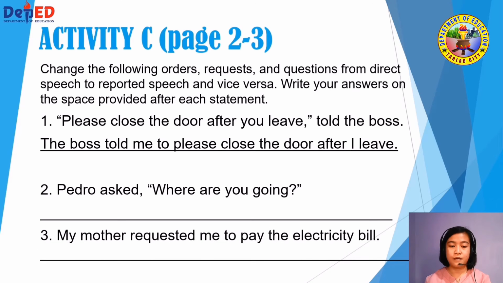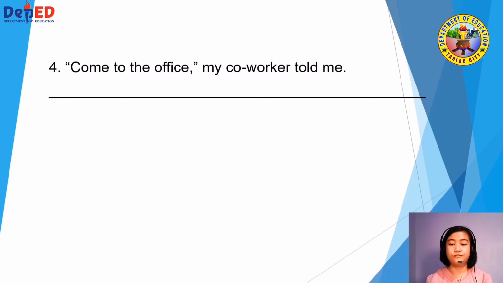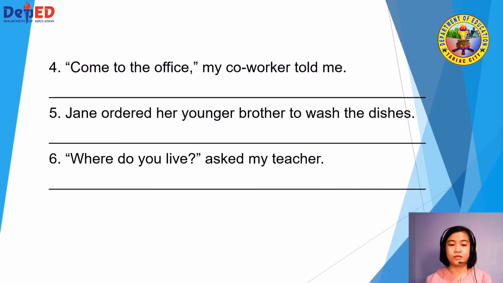Three, my mother requested me to pay the electricity bill. Number 4, come to the office, my co-worker told me. Number 5, Jane ordered her younger brother to wash the dishes. 6, where do you live? Asked my teacher.